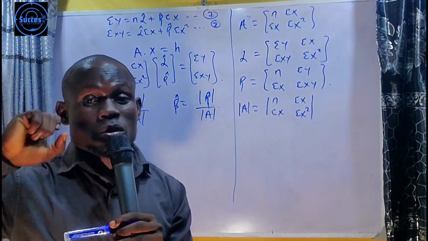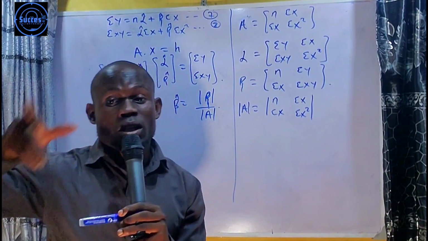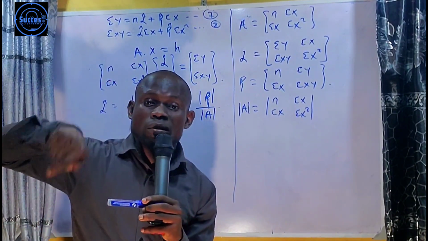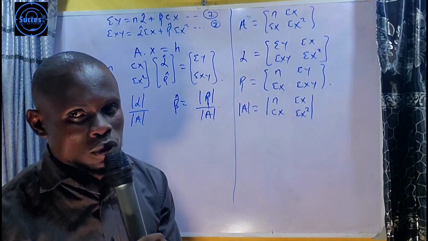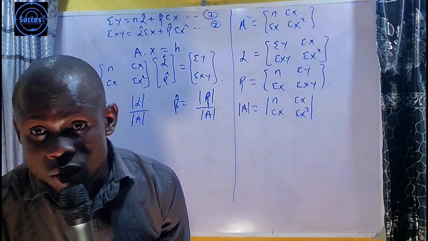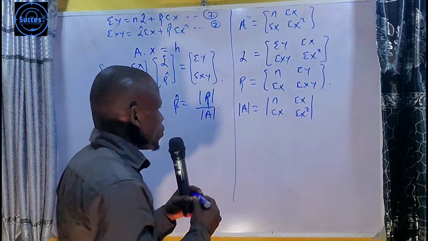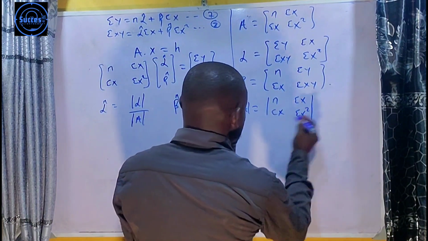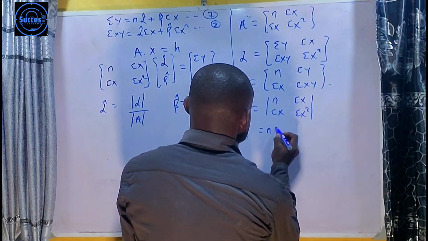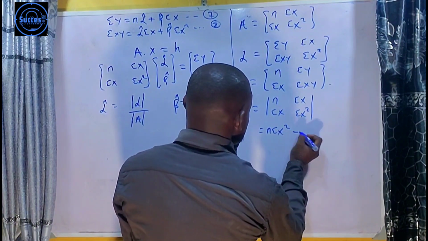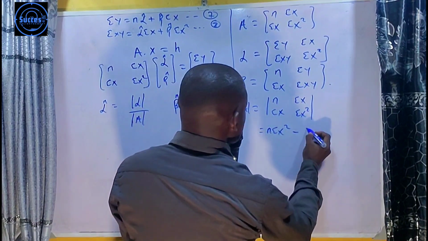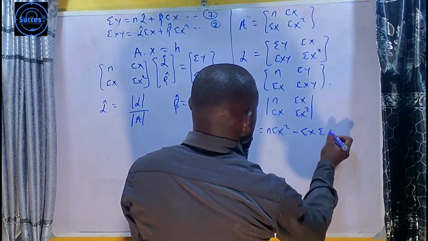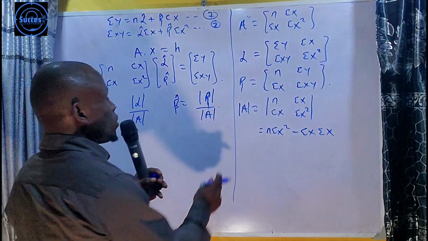The product of the principal diagonal and the product of the minor diagonal, they subtract the product of the minor diagonal from the product of the principal diagonal. What am I saying in that long set of words? It's just that you have this multiply, which will give you n summation x square, while you subtract the product of summation x, summation x.